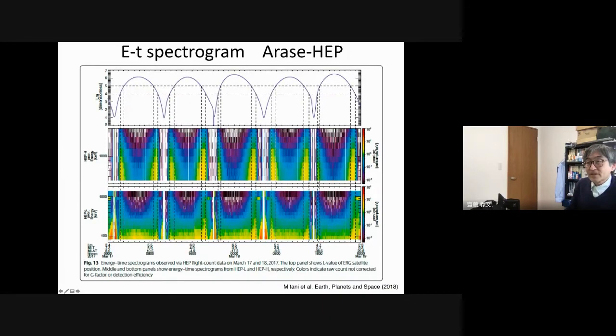And this figure shows the energy-time spectrograms obtained by the HEP instrument on the RSS spacecraft. From here to here, it is 1 day, 24 hours. And we can see that electrons as high as several MeV are observed. Okay.